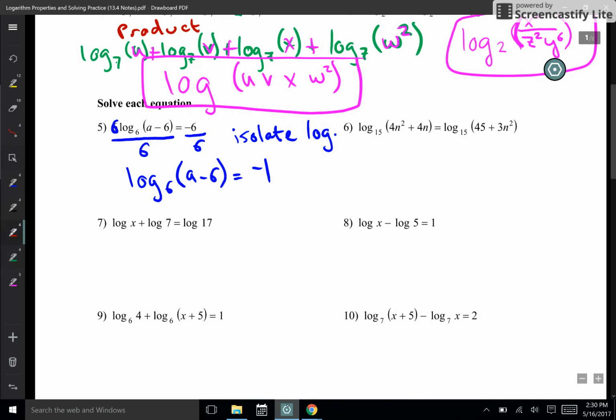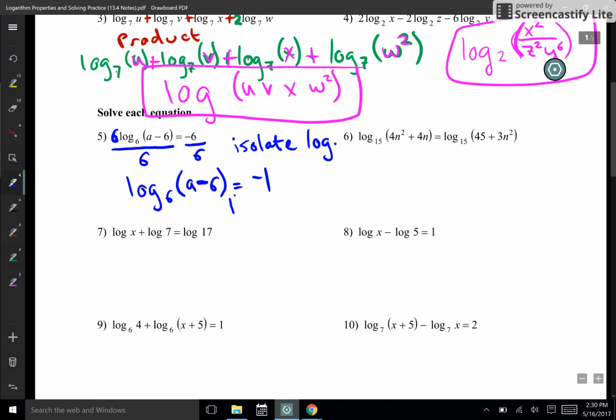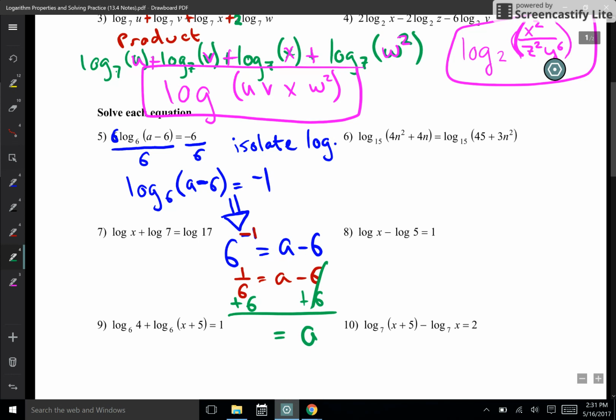This is a point that I want to make sure you guys realize. You might see the minus sign and think quotient rule, but that minus sign is inside the argument. It has nothing to do with quotient rule. All we're going to do from this point on is convert to exponential form. So I have 6 to the negative 1 equals a minus 6. I'm going to solve for a. First, convert this negative exponent into a fraction. And now add 6 to both sides. So I end up with a equals 6 1/6.